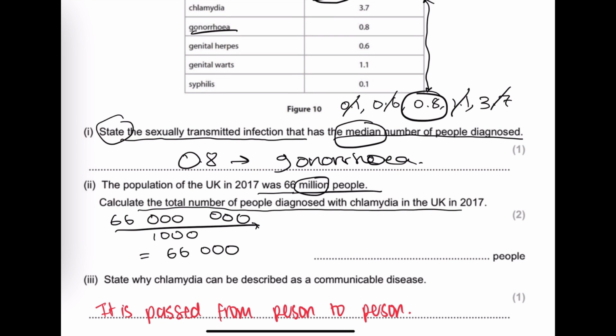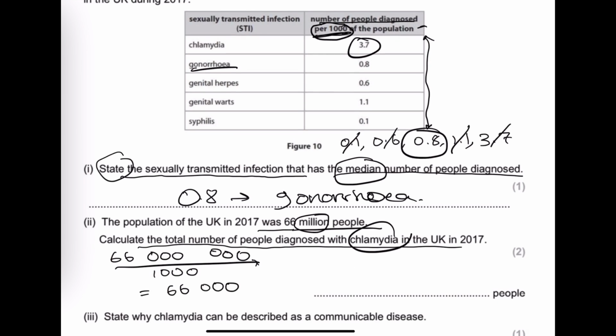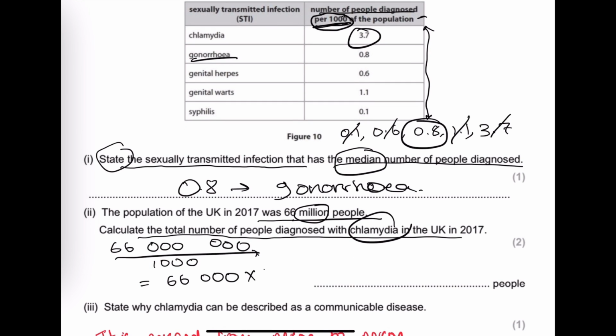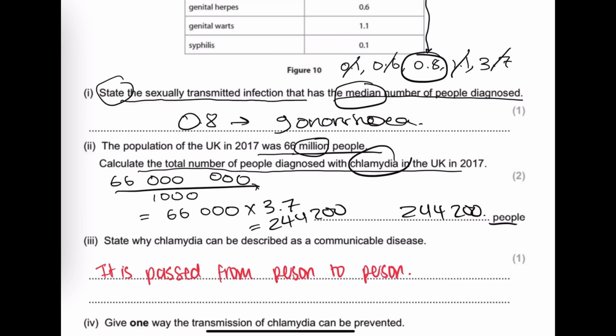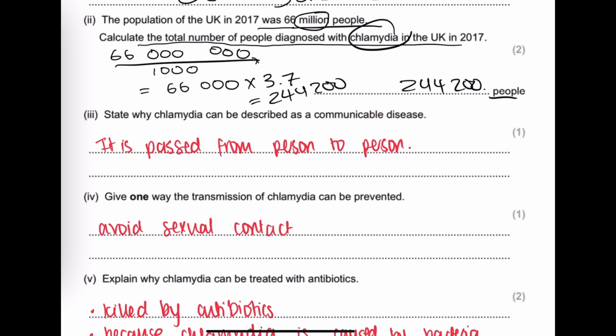So this is chlamydia, you can see over here. So it's per 1,000, it's 3.7, so we'll just times this by 3.7, so over here it's 244,200. 244,200 people.